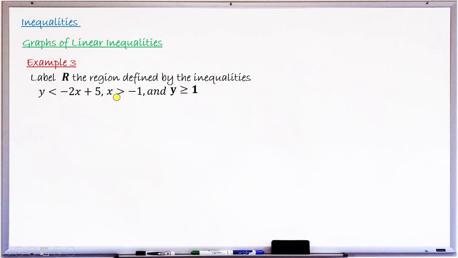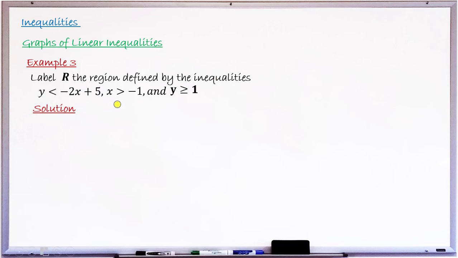You have 3 inequalities this time around. You have y less than minus 2x plus 5 is one inequality. And another inequality says x greater than minus 1. And the third inequality says y greater than or equal to 1. So to solve this very problem, we always draw these inequalities on a graph paper.